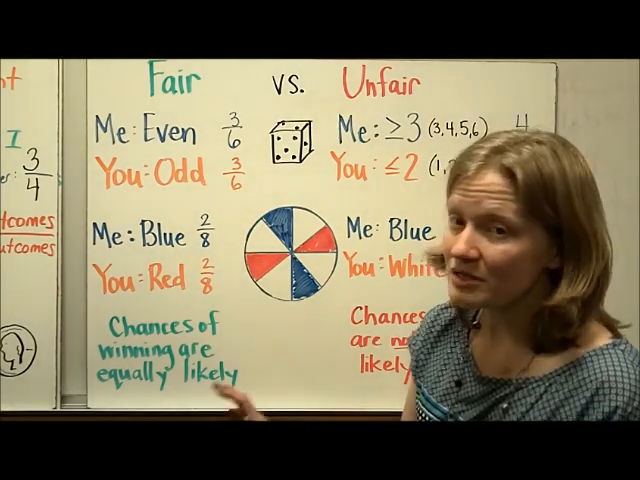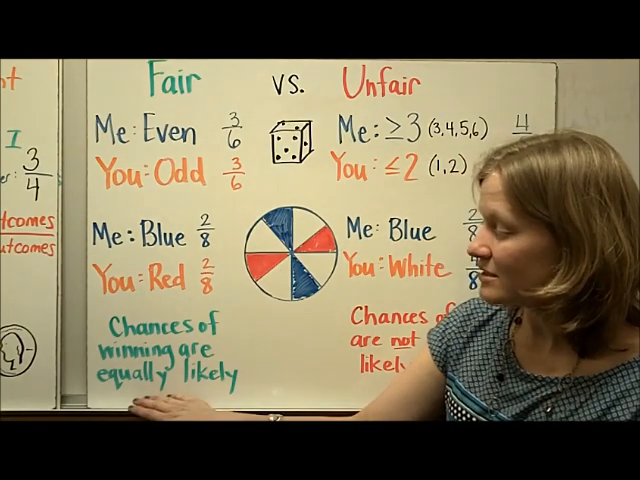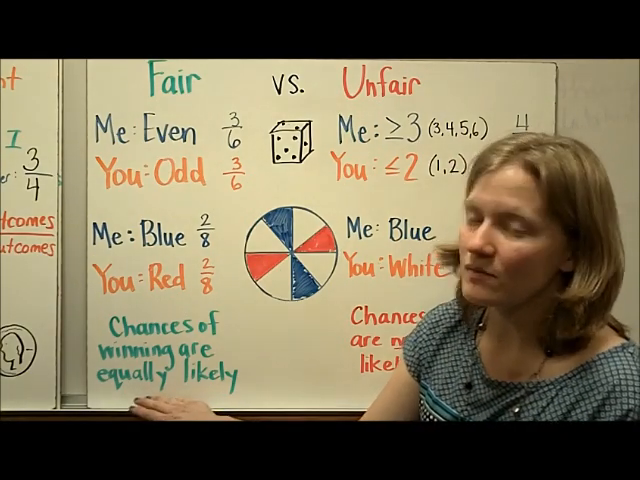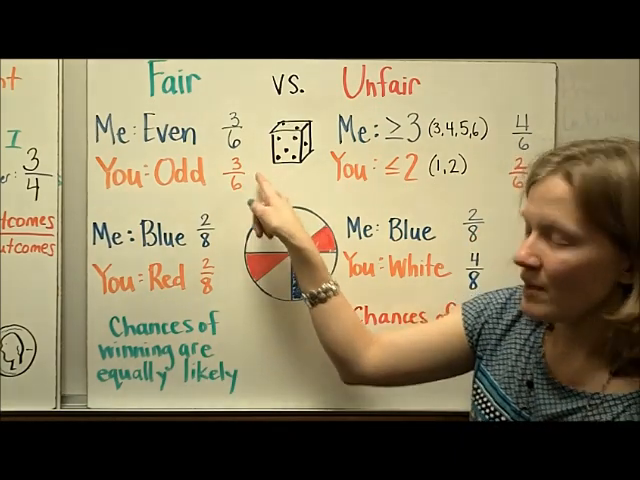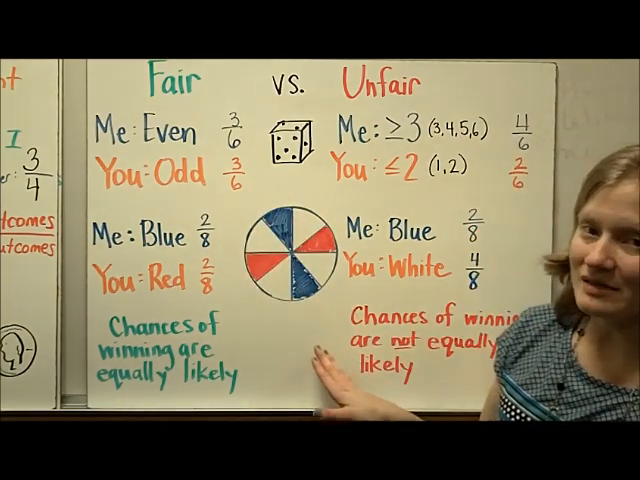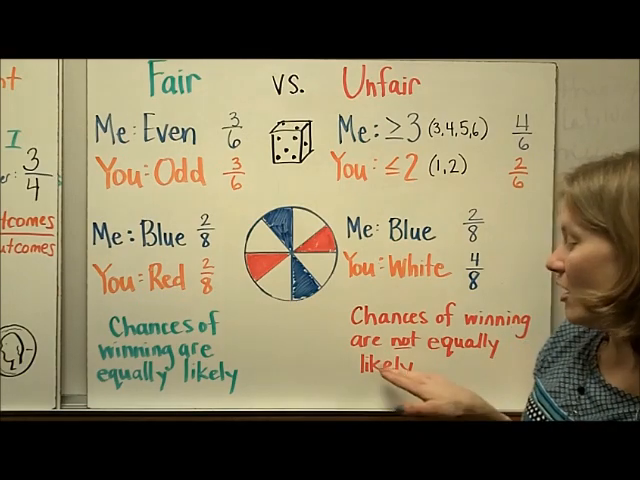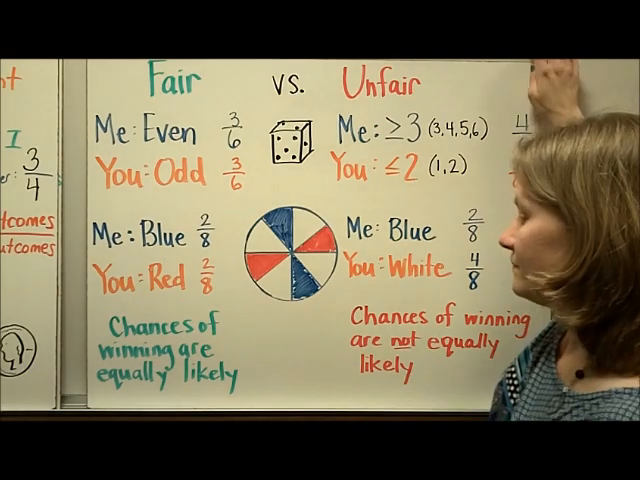So if you're truly talking about a fair game, chances of winning are equally likely. Whatever game you're playing, our probabilities have to be equal. An unfair game is any time that the chances of winning are not equally likely.